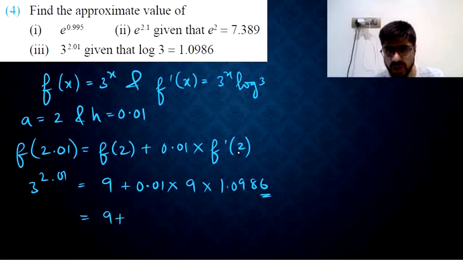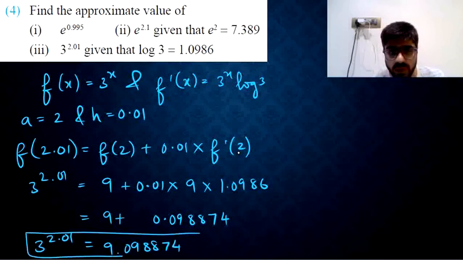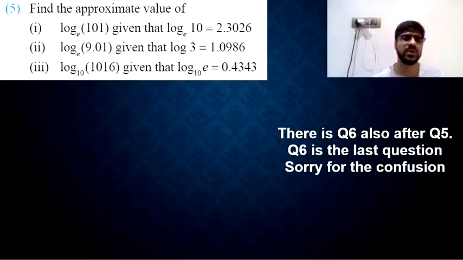So 9 into 6, that's 54, carry 5. 9 into 8, 72, plus 5, 77, carry 7. 9 into 9, 81, and 7 is going to be 88, and we have 9.8874 into 0.01. That will make it 0.09 right here. And finally, the approximate value of 3 power 2.01 is 9.098874. That's how we are answering the third part of the fourth question. We continue with the fifth one, and these are the last 3 questions in this video.